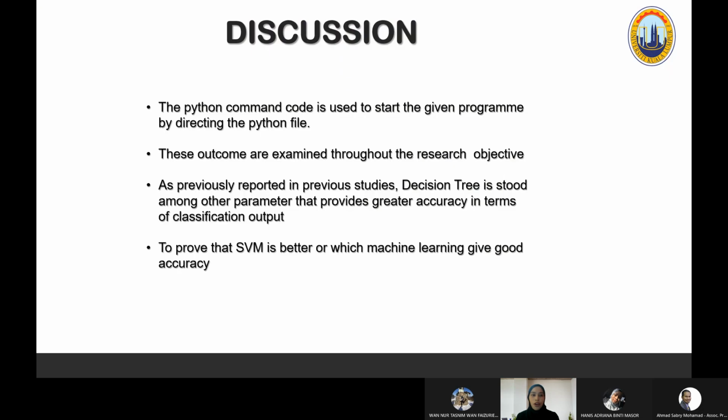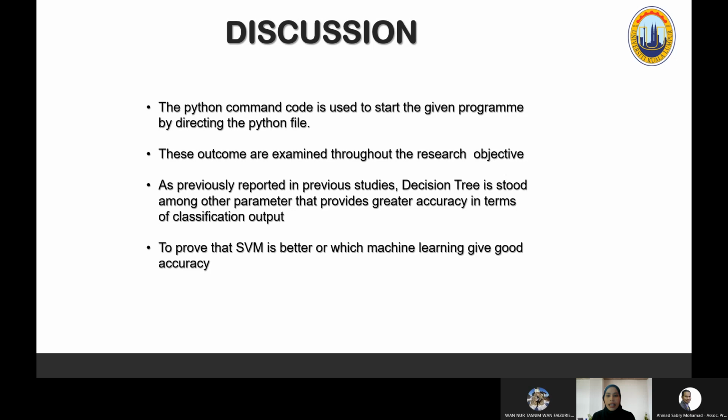So for the discussion, the Python command code is used to start the given program by directing the Python file. These outcomes are examined throughout the research objective.